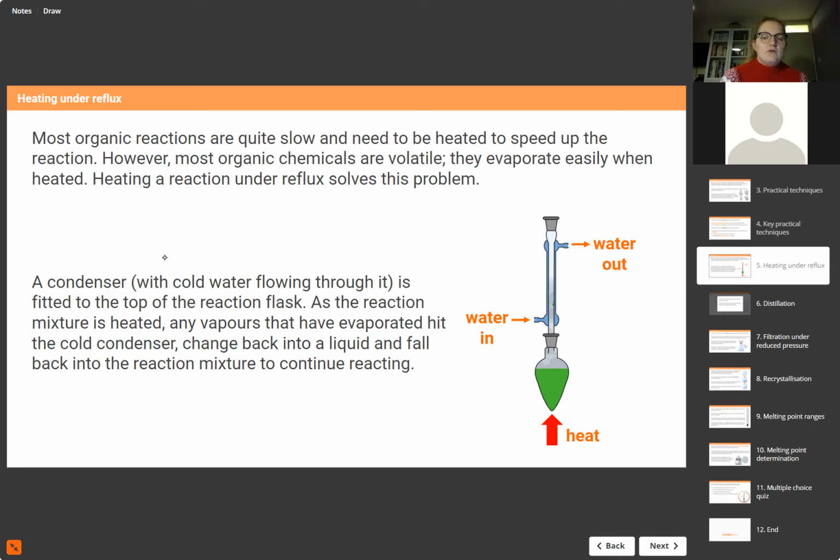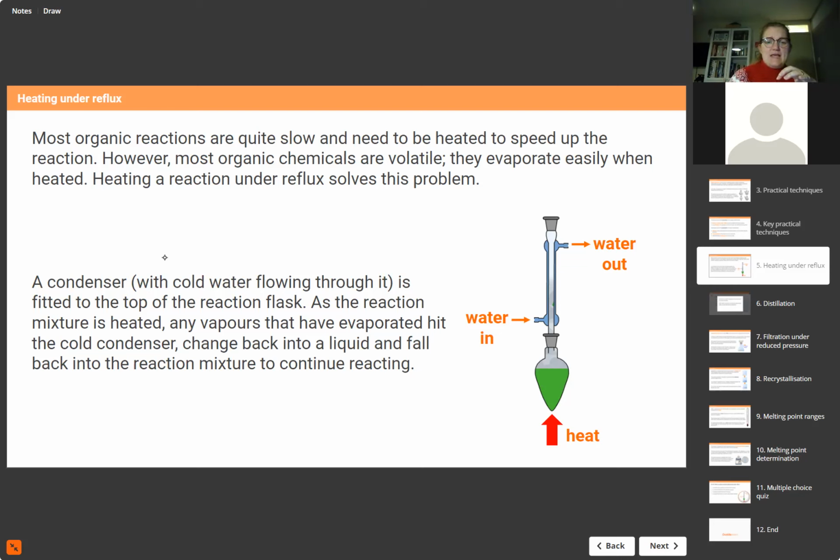So when we heat something under reflux, basically we have a condenser attached to it. A condenser has cold water flowing through it. As you can see here, we've got a flask. We're going to apply heat to it with the liquid inside it. And then we have that condenser, water in and water out, and it has cold water flowing through it constantly.